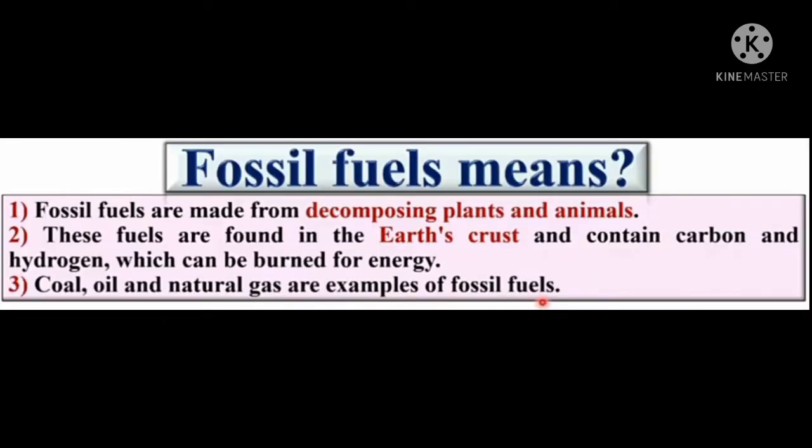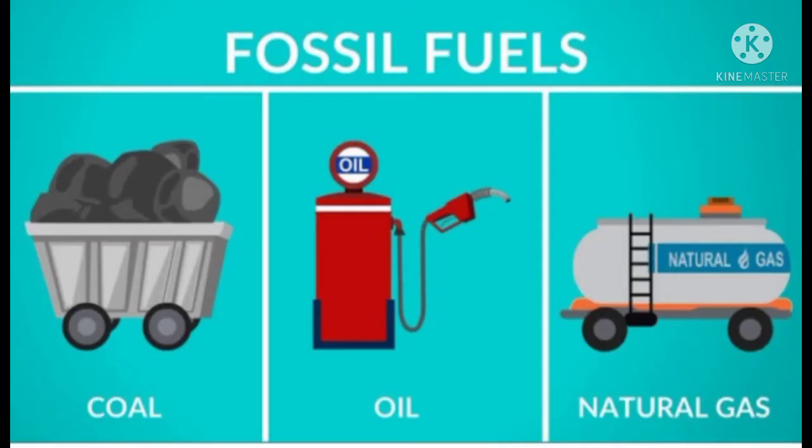Fossil fuels are made from decomposing plants and animals. These fuels are found in the earth's crust, the outermost layer on which we live, children. Then the middle is the mantle and the innermost is the core. So these fossil fuels are found in the earth's crust, and they contain carbon and hydrogen, which can be burned for energy. Some examples of fossil fuels are coal, oil and natural gas.